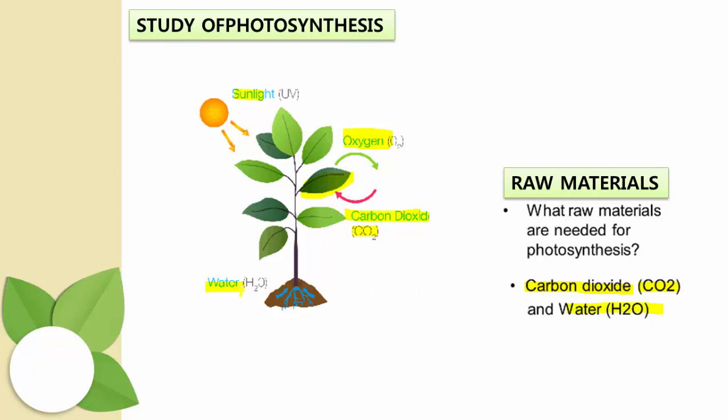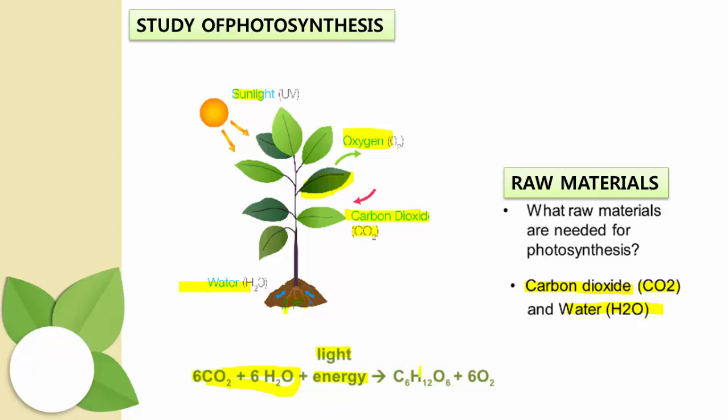Through the stomata only oxygen is coming out, and through the stomata only carbon dioxide enters into the leaf. Then the water is absorbed from the soil, and with the help of roots, the water is supplied to all parts of the plant body. So the two important raw materials required for photosynthesis are carbon dioxide and water. Then here is the equation of photosynthesis.